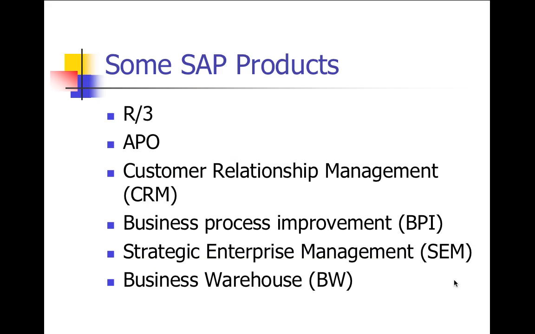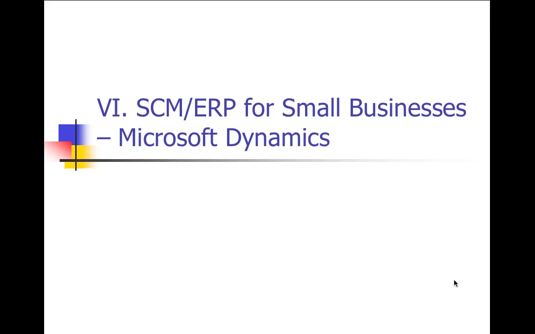Here are some products that are built off of this platform, and you can think of it sort of like a platform. We have a bunch of generic systems that are built: customer relationship management, business process improvement systems, strategic enterprise management, and business warehouses. I'm going to talk about warehouses in the next lecture. I'm going to cover databases and warehouses after this lecture to show you the power that IT has in terms of strategically aligning different types of databases together to create a warehouse to provide some benefit to the organization.